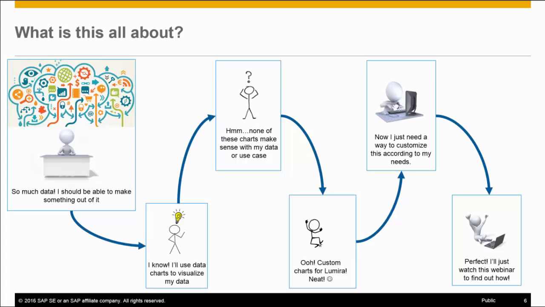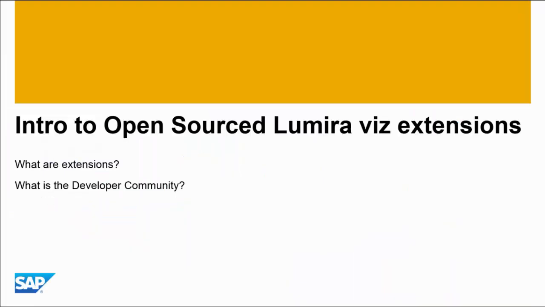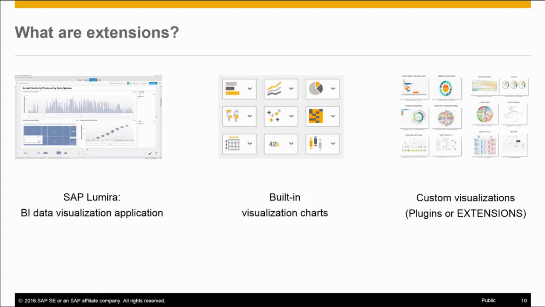What do you do? Then you discover there are custom charts for Lumira, which are custom visualizations that can be catered to your data or the way your data looks. And then you have one last request. You want to make this meaningful, but you also want to customize it according to the way you want it to look. And that is precisely why we're all sitting here and watching this webinar. So let's start with our first topic, which is an introduction to open source Lumira extensions. What are these extensions, and what is the developer community?